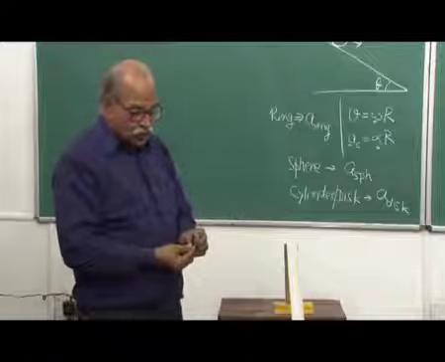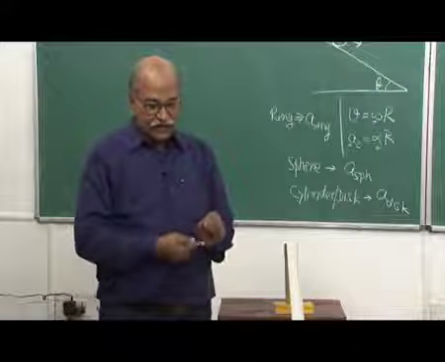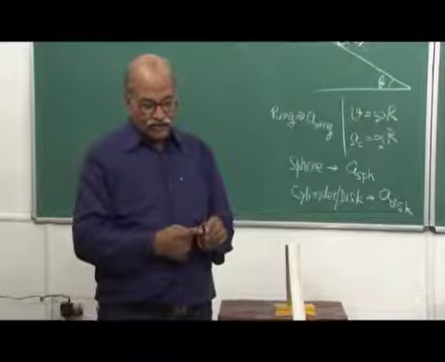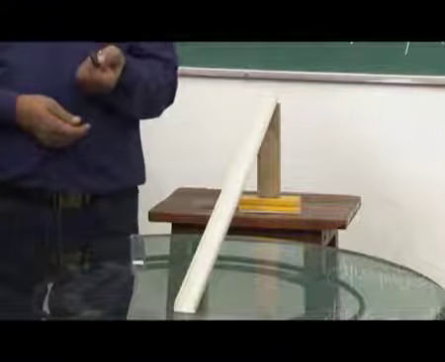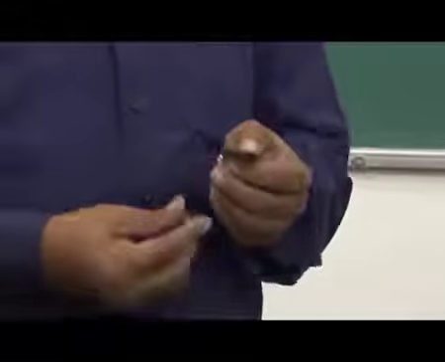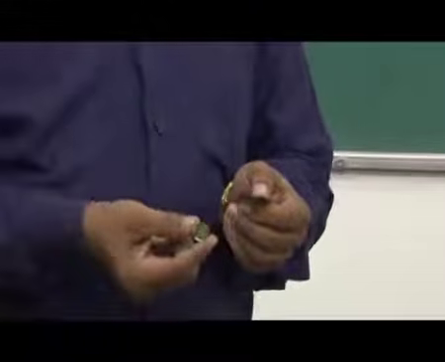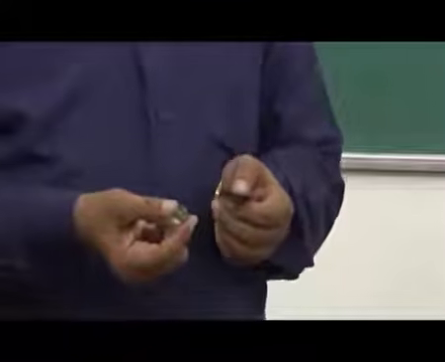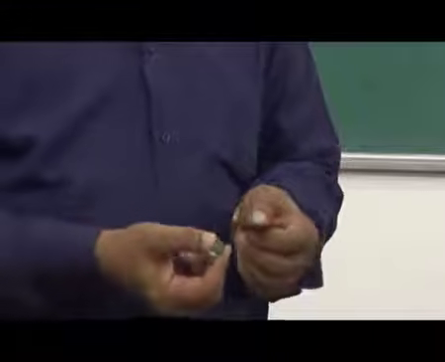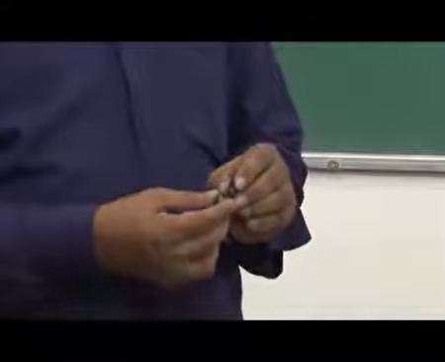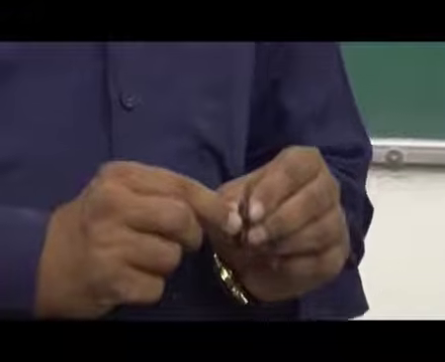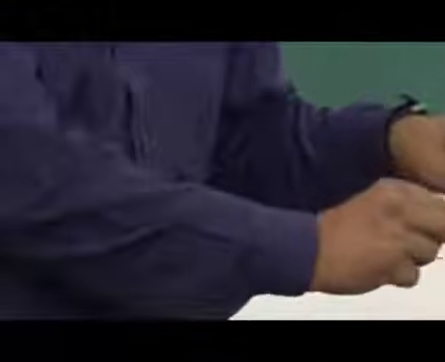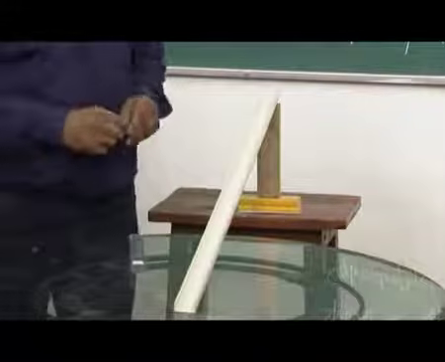Then I have two objects. One is this cylindrical object or a disc type object. This also, you know, it's a carom coin. And the other is this kancha, this glass ball, that also you are familiar with. So the idea is to compare the time these two take when they are rolling on this inclined plane.